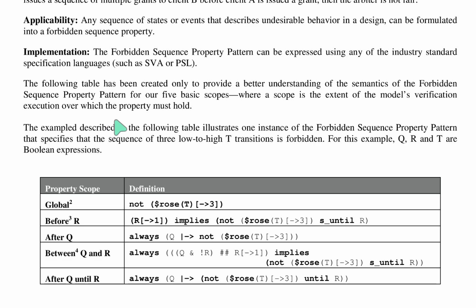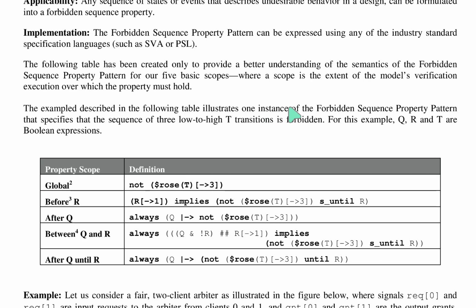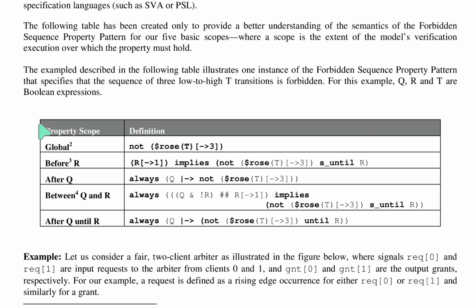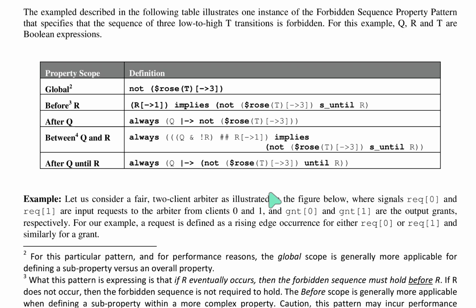The example described in the following table illustrates one instance of a forbidden sequence property pattern that specifies a sequence of 3 low to high T transitions is forbidden. For this example, Q, R, and T are Boolean expressions. The property scope and definition.